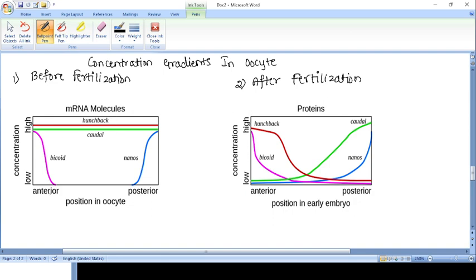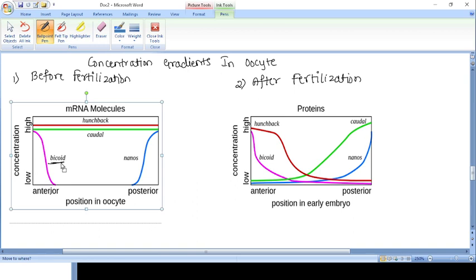In the anterior portion, before fertilization, the mRNA which is more in concentration is bicoid mRNA, and there is no presence of nanos mRNA. But in the posterior portion, there is a high concentration of nanos mRNA, but an absence of bicoid mRNA. Before fertilization, both hunchback and caudal mRNAs are present equally throughout the oocyte.